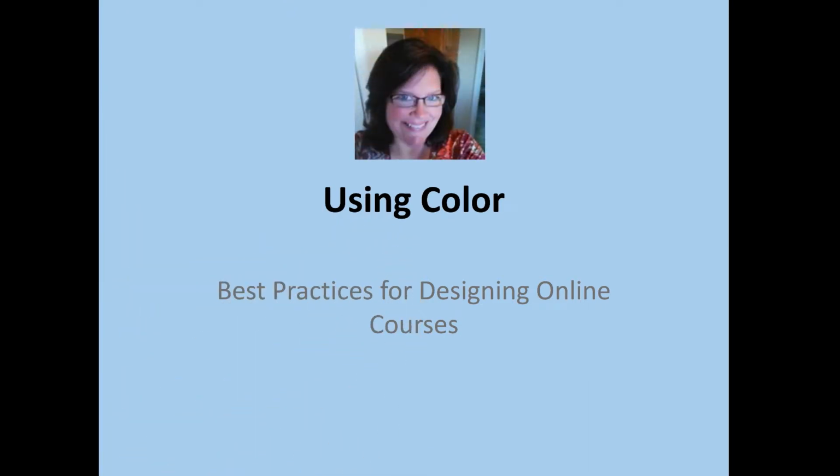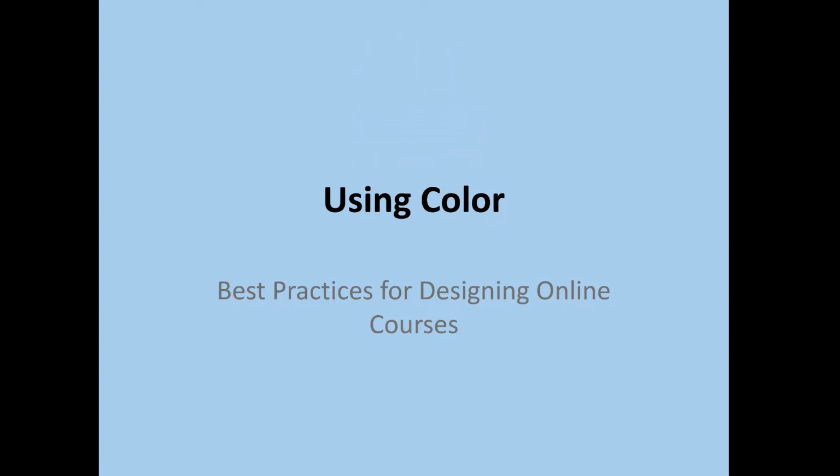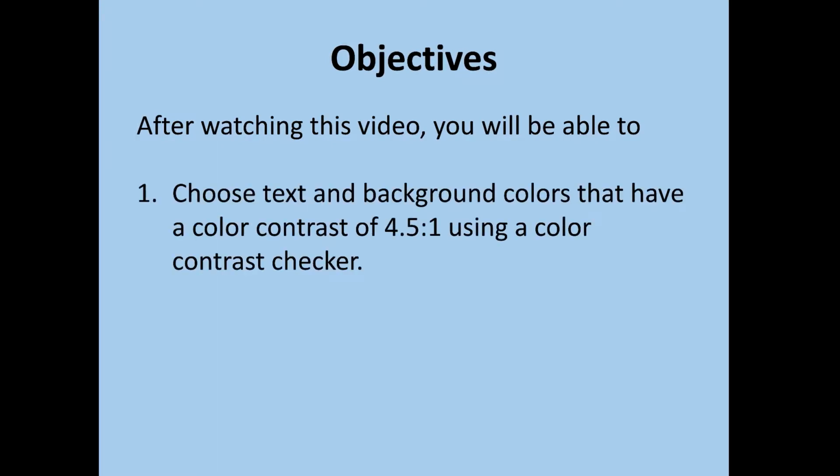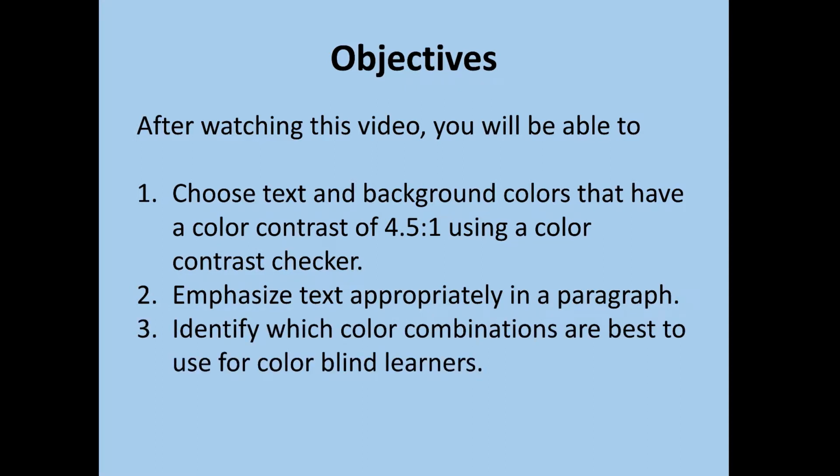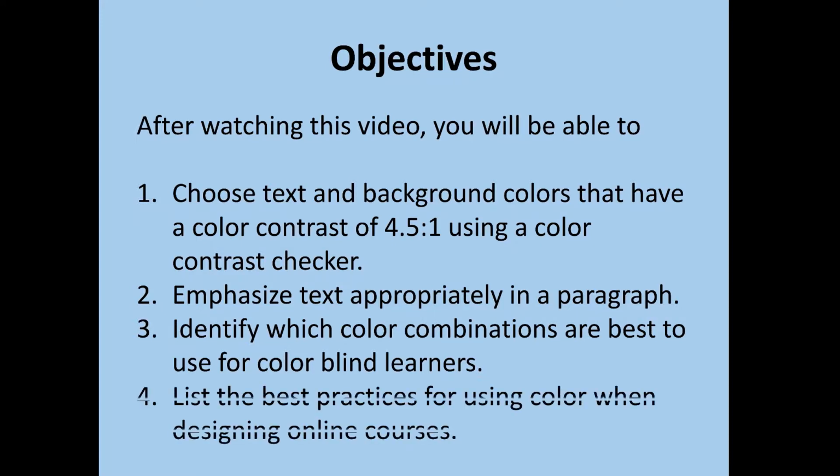Today we'll be discussing the proper use of color in your documents, images, and online content. After watching this video, you will be able to choose text and background colors that have a color contrast of 4.5 to 1 using a color contrast checker. Emphasize text appropriately in a paragraph. Identify which color combinations are best to use for colorblind learners. List the best practices for using color when designing online courses.